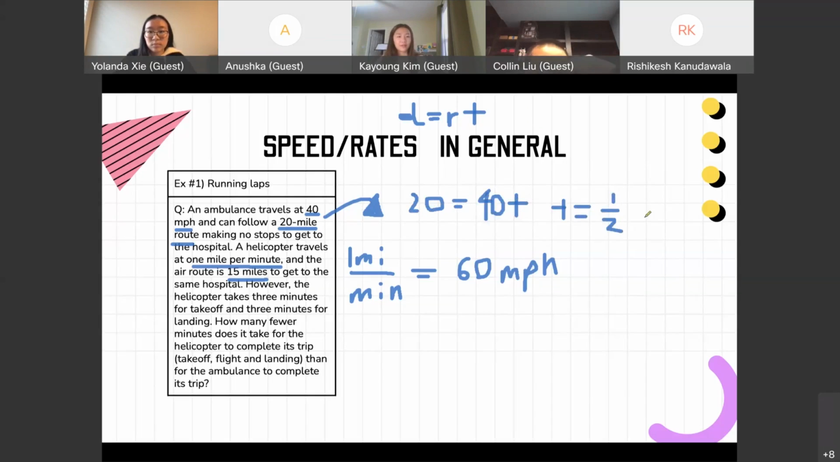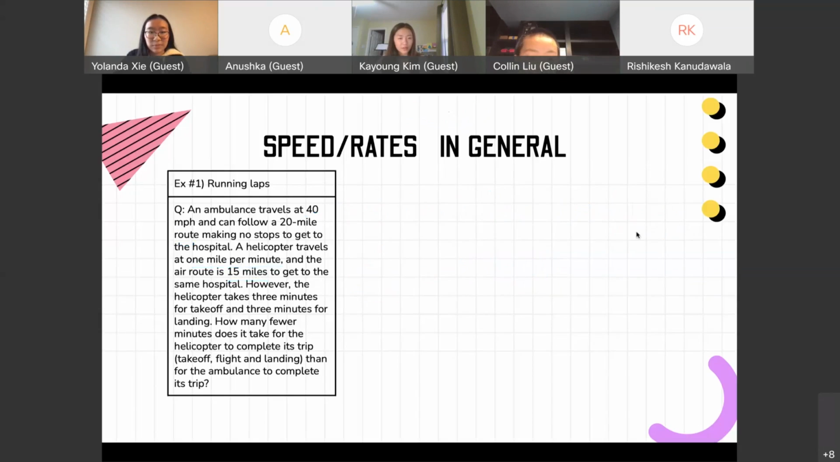And 1/2 right now, it means that it's half an hour, so it's like 30 minutes. And we need to know this, like units are important. Now the second part, let's see.